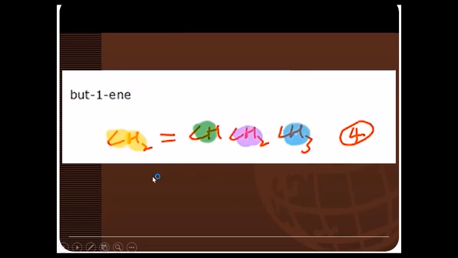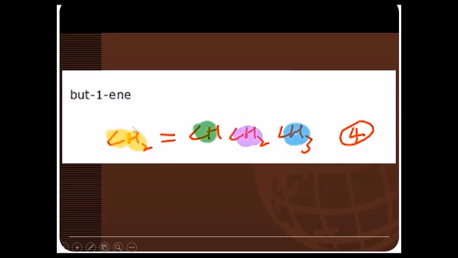This is a very crude structural formula that's not showing the structure. It's a condensed formula, I'm sorry. Anyway, but-1-ene. This is showing you how you could do it without having to draw the structure, in case you're running out of time on the exam.